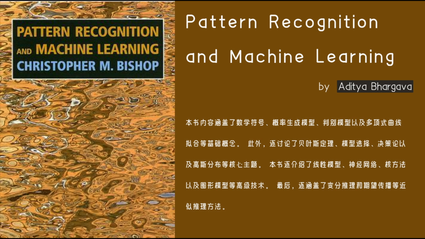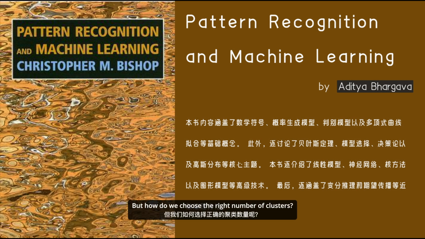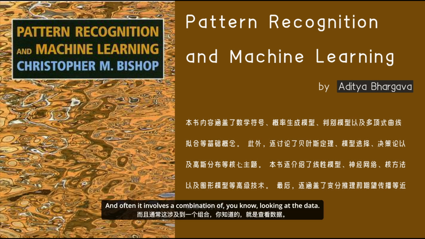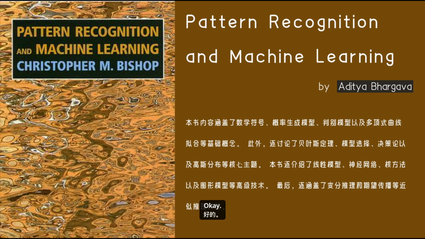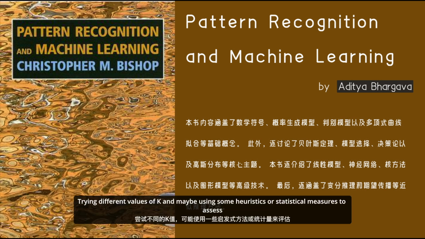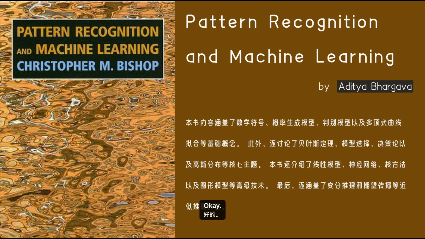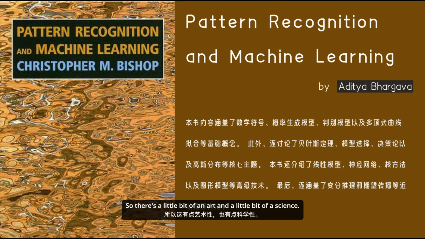That makes sense. But how do we choose the right number of clusters? Like, how do we know what K should be? Yeah, that's a good question. And there's no easy answer. It seems like that could really change the results that you get. But yeah, so often it involves a combination of looking at the data, trying different values of K, and maybe using some heuristics or statistical measures to assess how good the clusters are. Okay. So it's a little bit of an art and a little bit of a science.